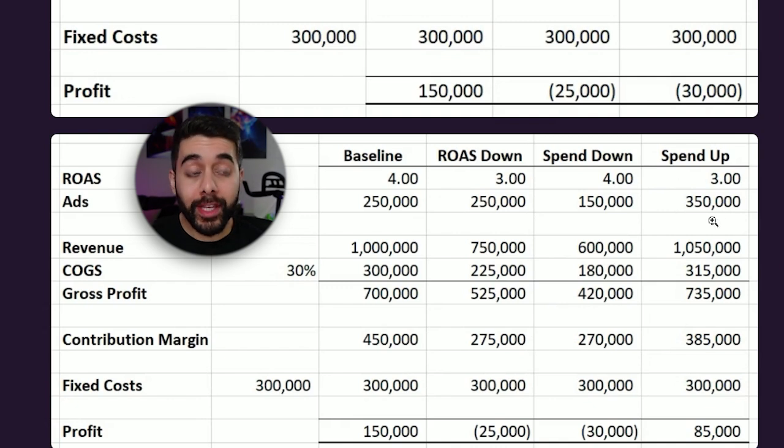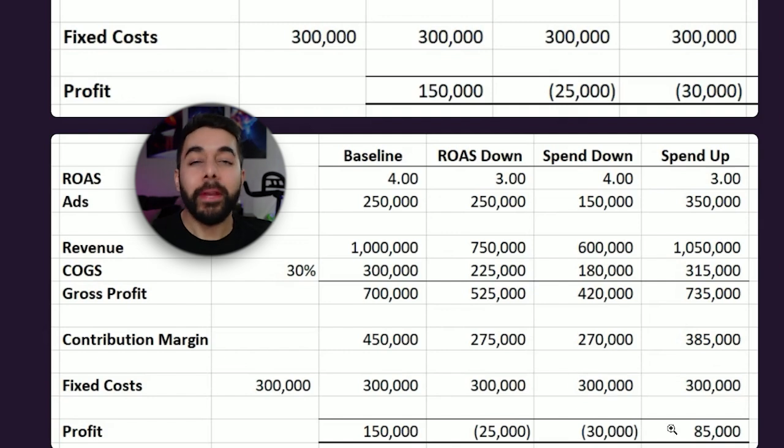So at 350K of ads at a 3x ROAS, you get back to about $1 million of revenue. From there, you subtract your inventory cost, which gives you 735K of gross profit. From that, you subtract the 350K of ad spend, which gives you 385K of contribution margin. That's now high enough to cover your fixed expenses, which brings you to an 85K profit. It's not quite as good as the baseline scenario, but it is much better than reducing your ad spend.